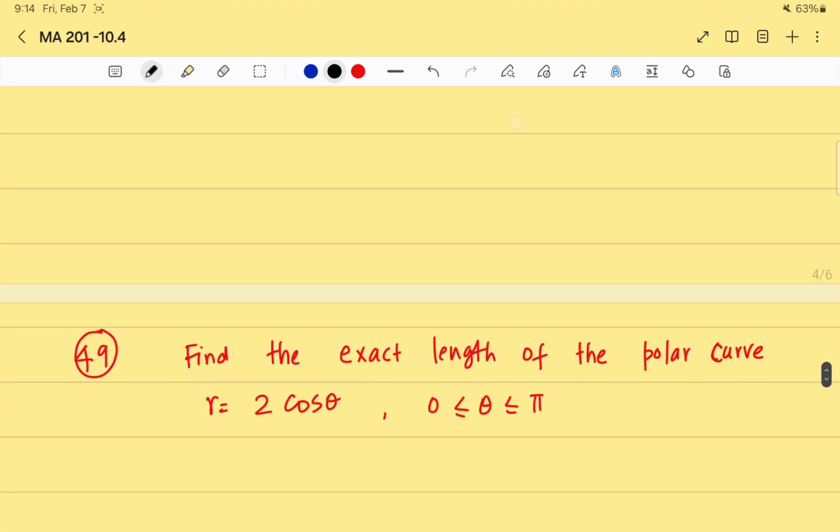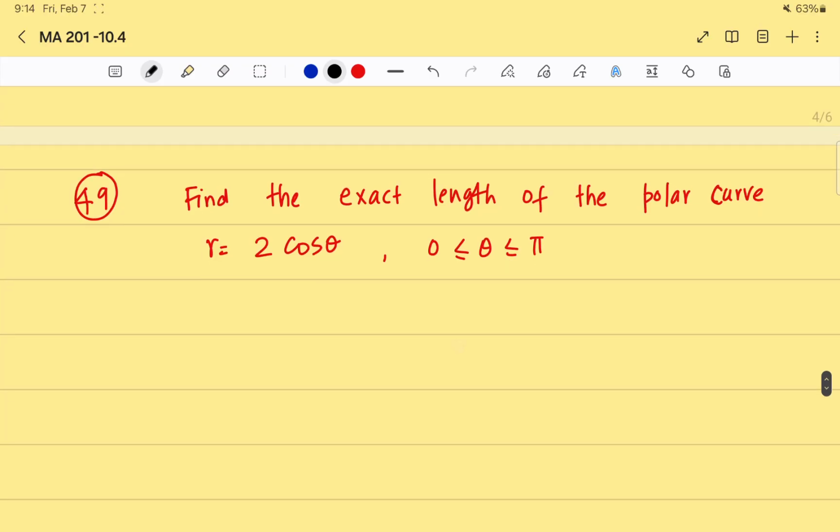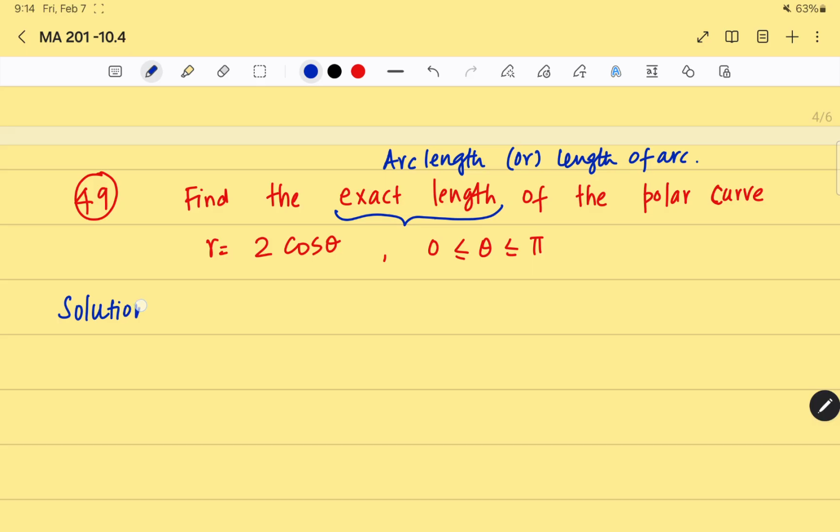Now let's go to the next question. The next question is, find the exact length of the polar curve. What do you mean by exact length? I already told you, exact length, you can also call it arc length. Keep in your mind, also call it arc length, or sometimes they call it length of arc. Yes, let's go to the solution. So we are going to find out the arc length of the polar curve. What is the curve? r is equal to 2 cosine theta, and theta lies between 0 to pi by 4.